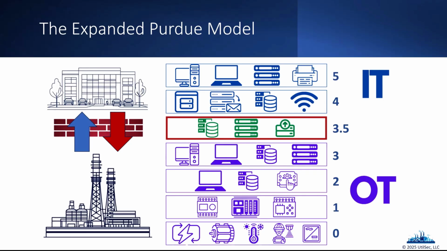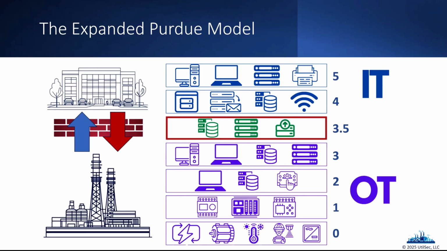If I need to download things like antivirus signatures or Windows updates for my Windows machines at those higher levels, like level 2 and level 3, we don't want to go directly to the internet. If we had a direct connection to the internet from OT, an attacker could potentially use that connection to access OT directly. That's not what we want to have happen. So we have that DMZ between IT and OT at level 3.5, just like we would have a DMZ between IT and the internet.